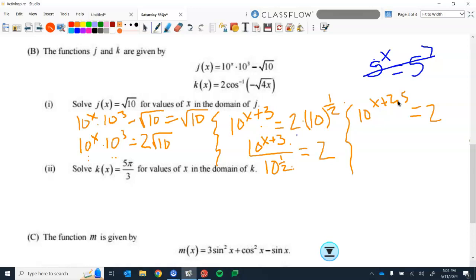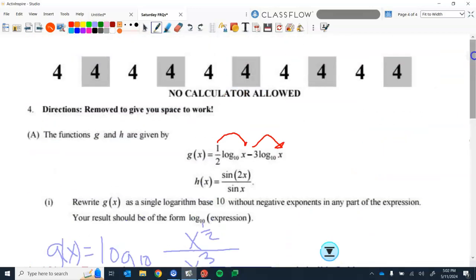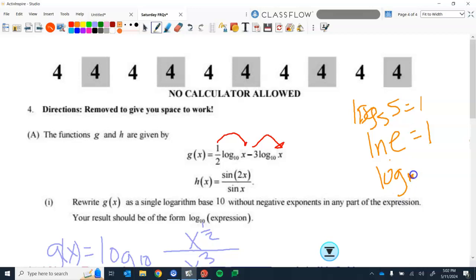All right, so I still can't just drop anything because they don't match. The way that I get variables out of the exponent is with logs. So let me remind you of something else here. Log base 5 of 5 is equal to 1. Natural log of e is equal to 1, because when the bases match, so log base, I don't know, star of a star equals 1. It doesn't matter what it is.